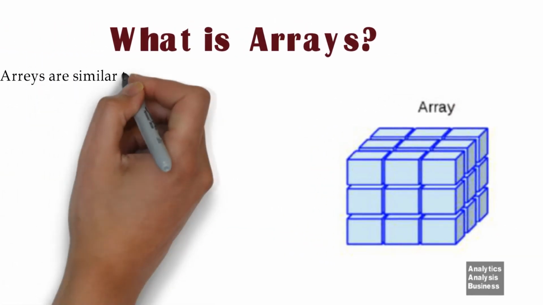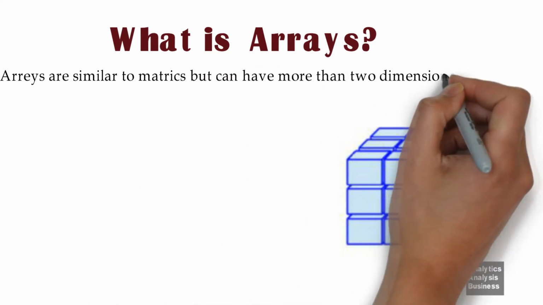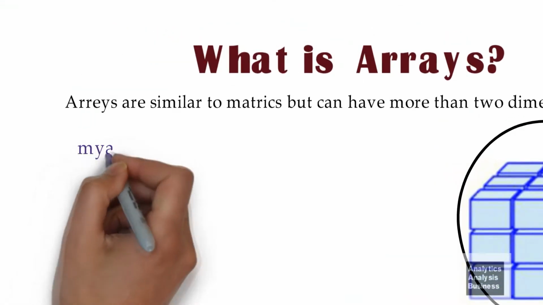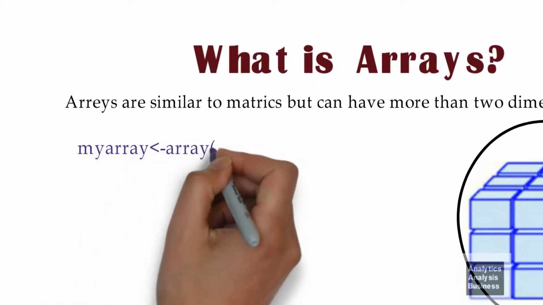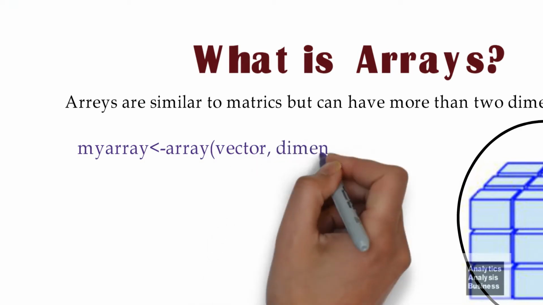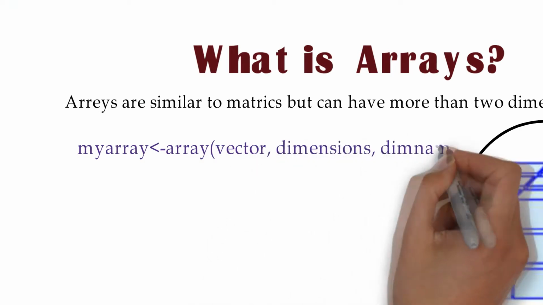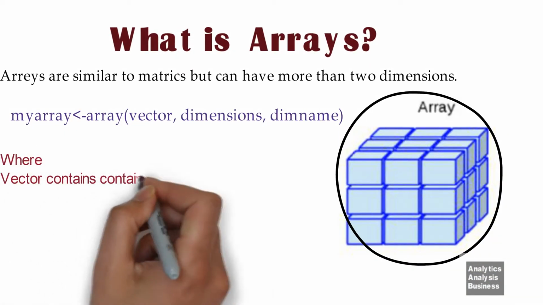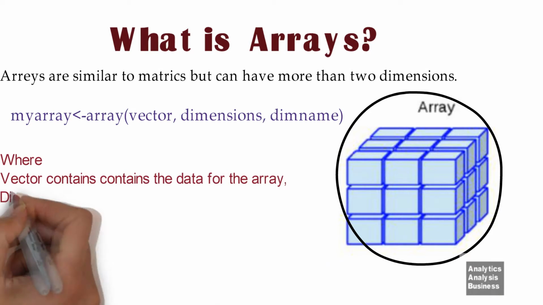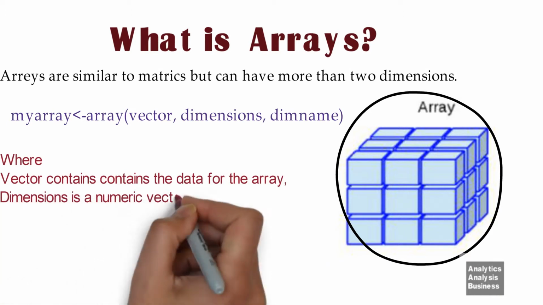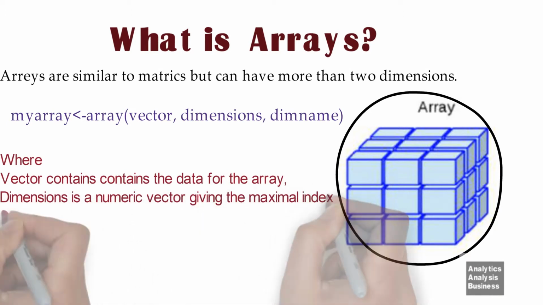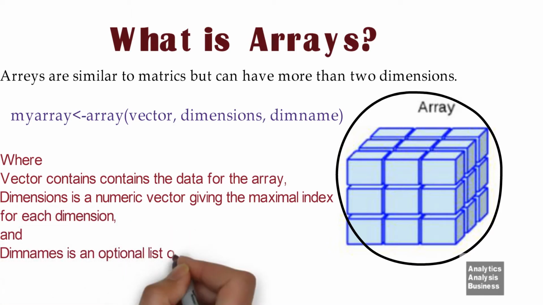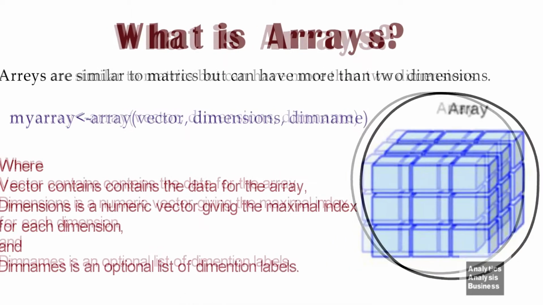Arrays are similar to matrices, but can have more than two dimensions. Let's understand by the below formula. My array = array(vector, dimensions, dimnames), where vector contains the data for the array. Dimensions is a numeric vector giving the maximal index for each dimension, and dimnames is an optional list for dimension levels.